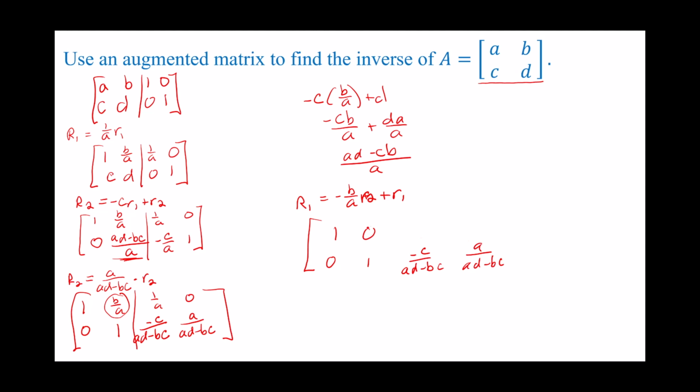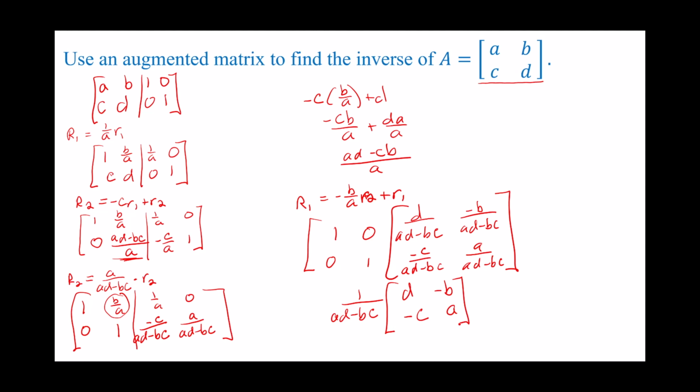This will become a 1, a 0. And again, if I do all of this, find a common denominator, simplify, this becomes D over AD minus BC. And this becomes negative B over AD minus BC. So this right here is the inverse matrix because I have the identity matrix on the left. Notice that they're all over AD minus BC. So I'm going to put that 1 over AD minus BC as a scalar in front of the matrix. Then I have D, negative B, negative C, A inside the matrix.